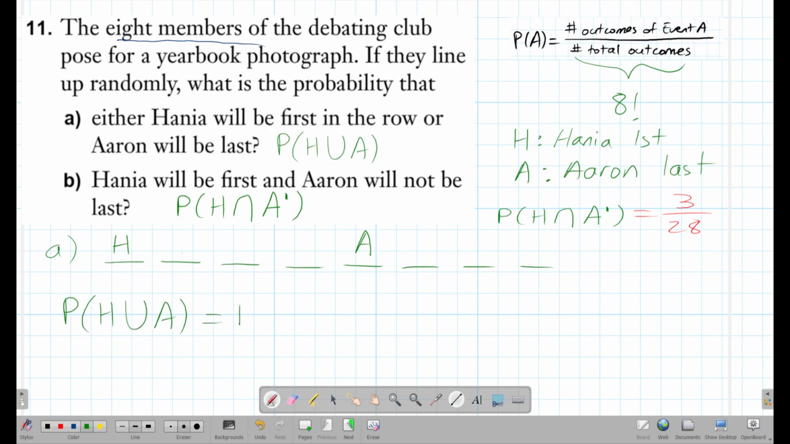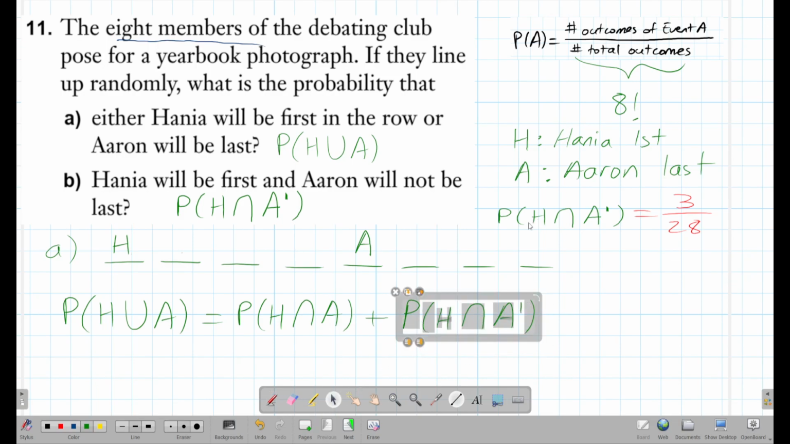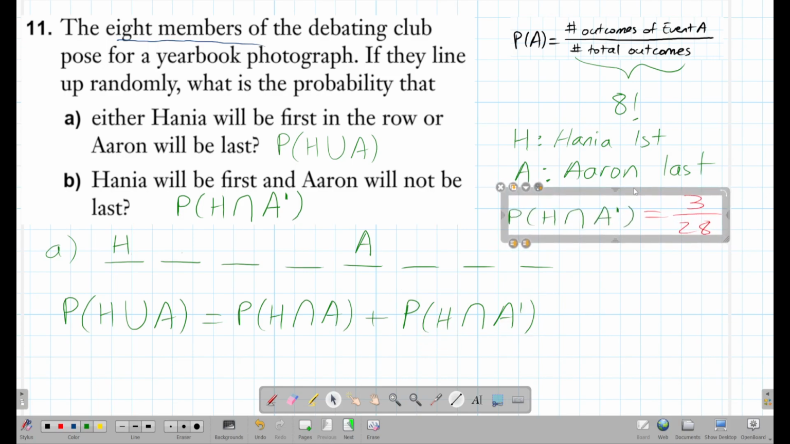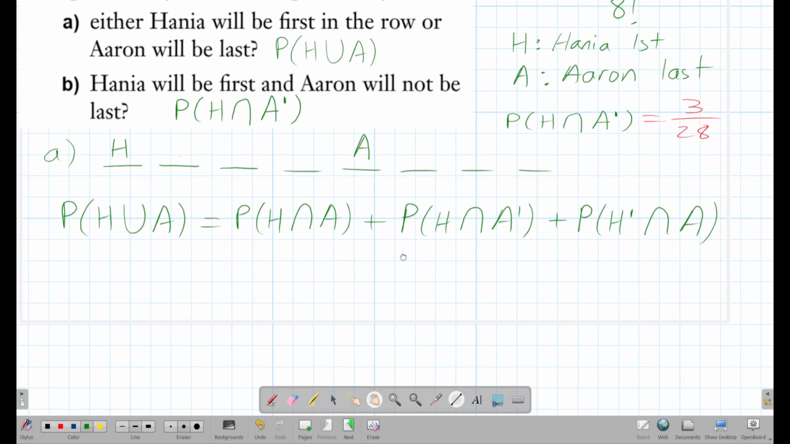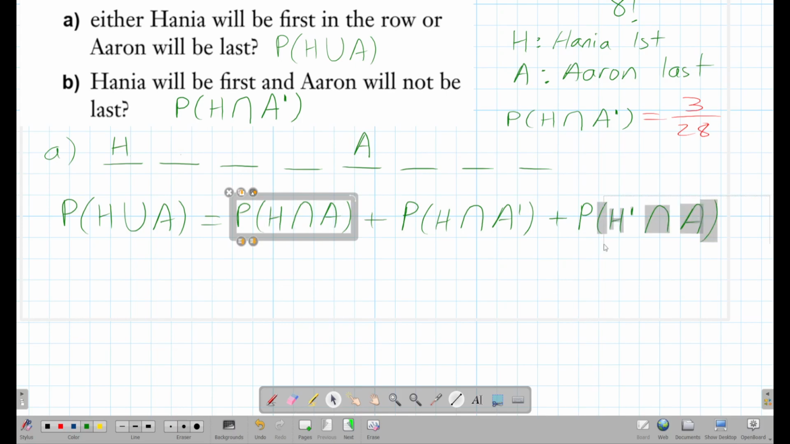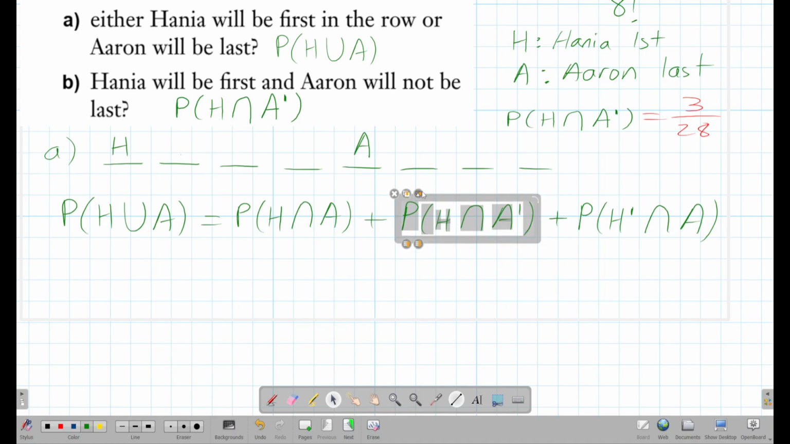1, we have Hania being first and Aaron being last. We have Hania being first and Aaron not being last. This, by the way, is exactly what we calculated before in B. And finally, we have Hania not being first and Aaron being last. So we need to calculate really just these two probabilities because we already have this one calculated for us. This was calculated in part B. Okay.